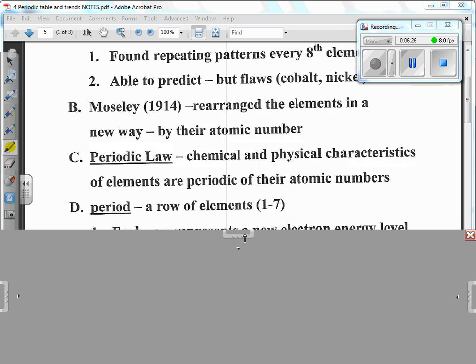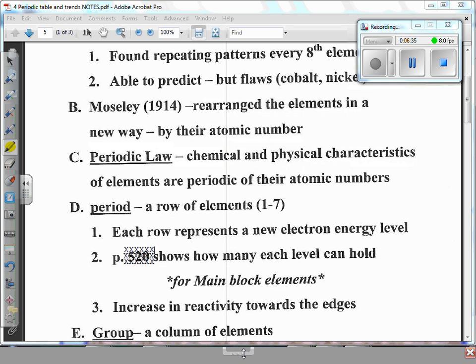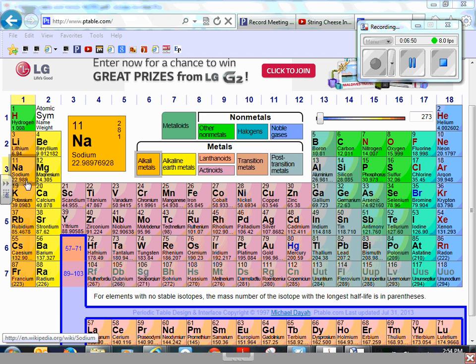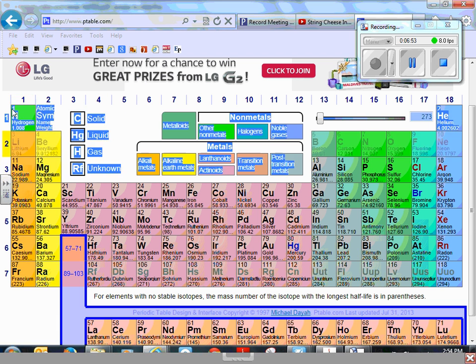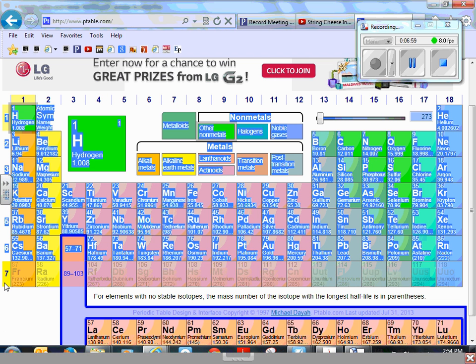Okay, so a period is a row of elements. If you look at our periodic table here, and you have your own periodic table, these would be the periods right here. It's kind of hard to see on the very edge, but see the number 1, 2, 3, 4, 5, 6, 7. So there are 7 periods in the periodic table. Look on your periodic table, make sure you have those 7 periods marked. If not, then mark them in.